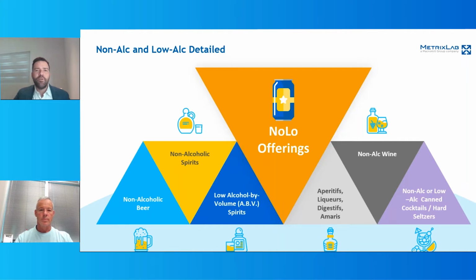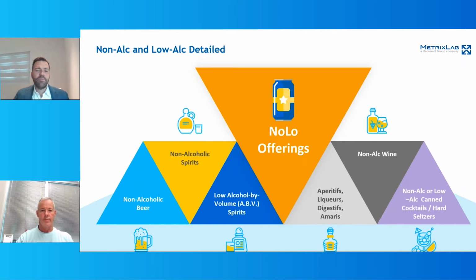Your low alcoholic beverages are those that contain an ABV anywhere between 4 and 7%. ABV stands for alcohol by volume. You may have seen that on the label of a recent alcohol beverage that you consumed. Your low-alc beverages would be your canned cocktails, which we've seen growing in popularity in recent years, as well as hard seltzers. We also include within this low-alc subset your lower alcohol beverage offerings.